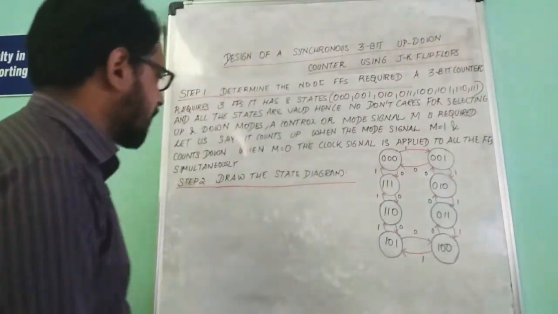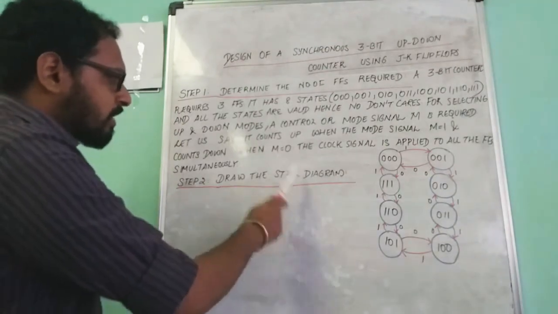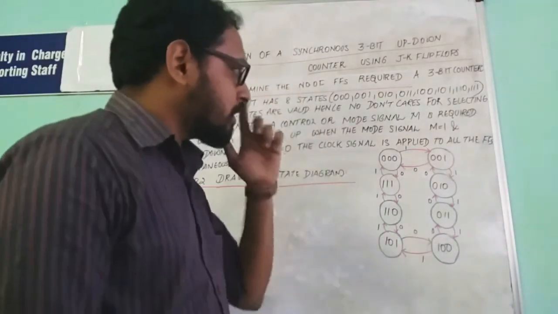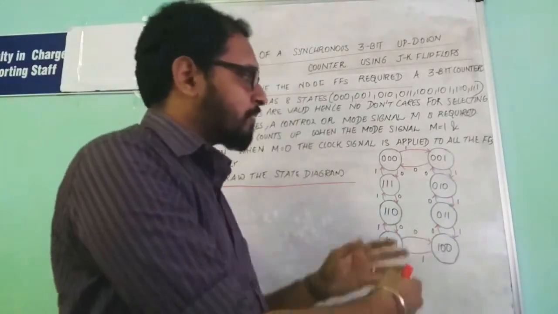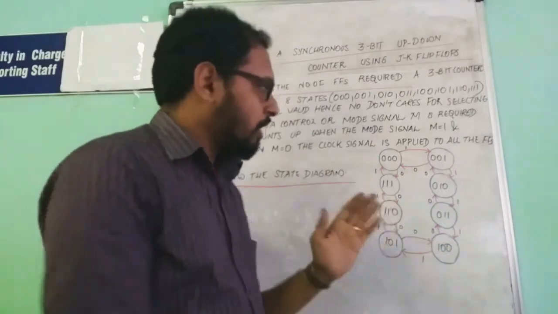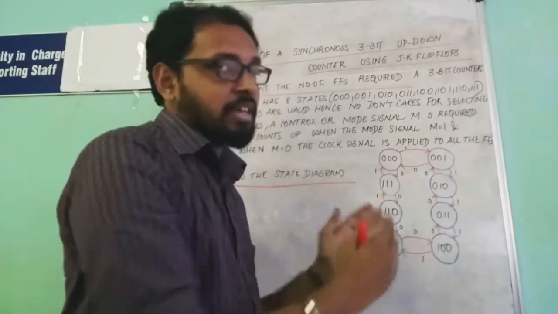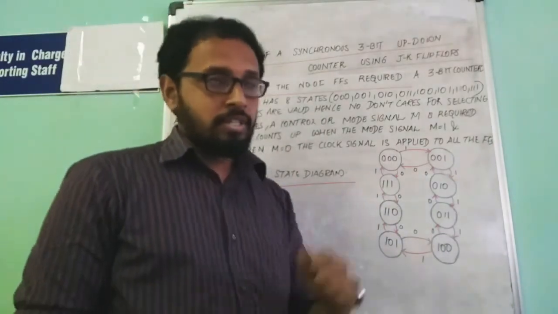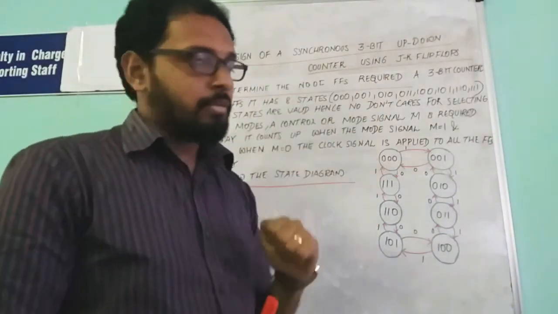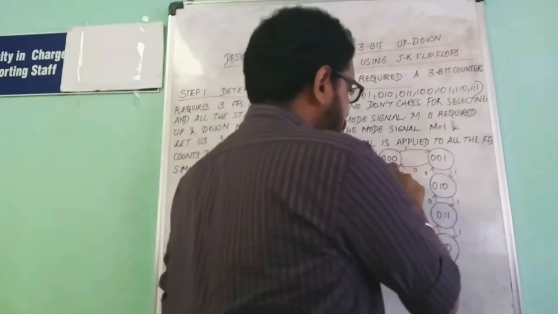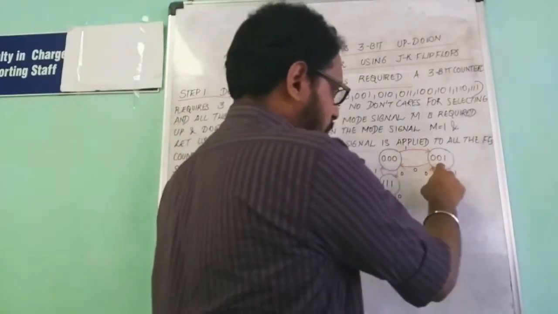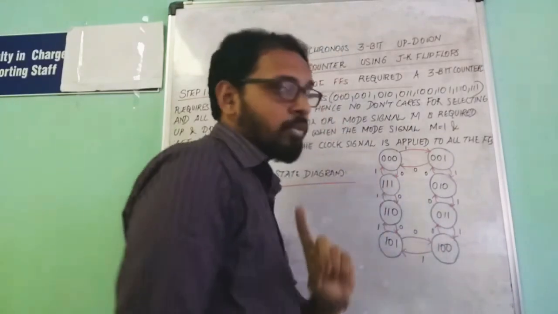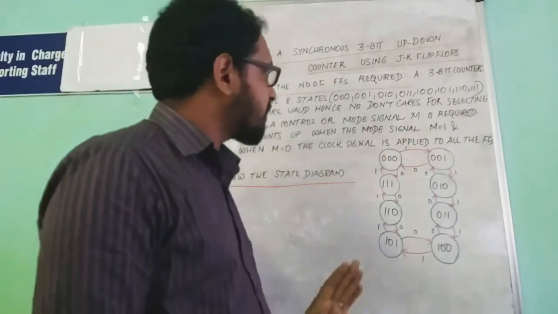And step number 2 is drawing the state diagram. In order to save time, I have already drawn it. It's very easy. Due to lack of space, I have drawn it a bit congested. So when you get to the examinations, you need to draw it in a bigger manner. We have 000, 001, 010, 011, 100, 101, 110, 111. Those are the 8 states.